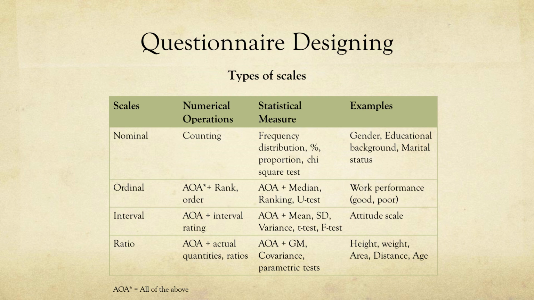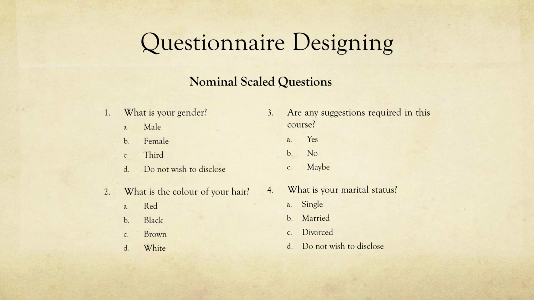The first scale was nominal scale. So here are some questions that are there. So if you need to know the gender, the number of people who are lying in the male category, female category, third gender, or maybe there may be some responses that do not wish to disclose their gender. So you will have a count of each of them. Another example is, let's take up the third question. Any suggestions that are required in this course? Maybe the responses are yes, maybe no, or maybe.